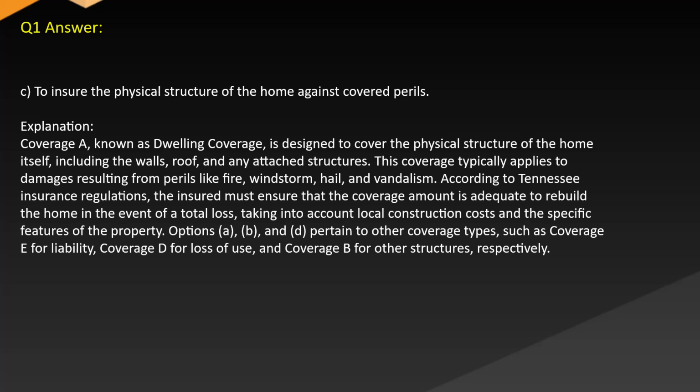According to Tennessee insurance regulations, the insured must ensure that the coverage amount is adequate to rebuild the home in the event of a total loss, taking into account local construction costs and the specific features of the property. Options A, B, and D pertain to other coverage types, such as Coverage E for liability, Coverage D for loss of use, and Coverage B for other structures, respectively.